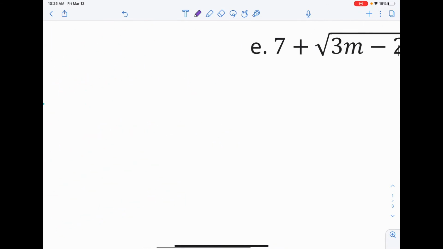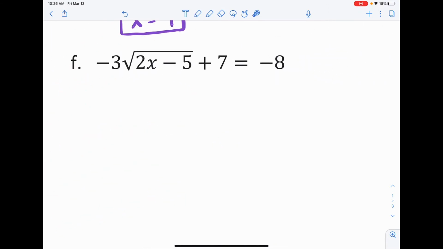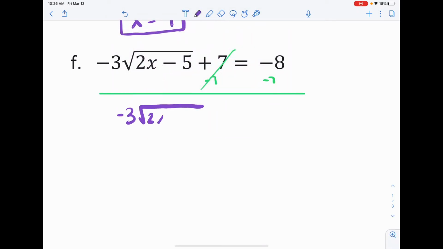Okay, letter E, get that isolated. So what we're going to do is work on what's being added or subtracted first, and then we'll deal with the multiplication and division. So I'm going to subtract 7 on each side. Remember, we're trying to isolate that square root. So that leaves me with negative 3 times the square root of 2x minus 5 equals negative 8 minus 7, which is negative 15. Then I'll divide by negative 3.